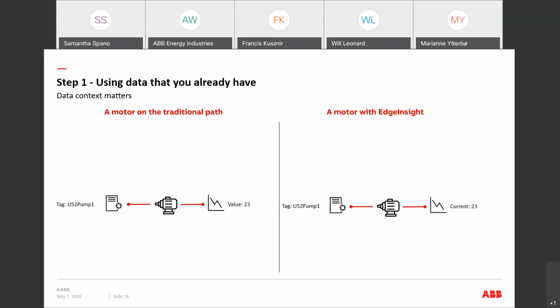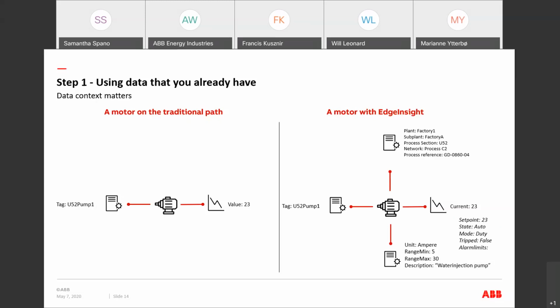and here it says a motor with Edge Insight, so we would collect information with a software package that we offer called Edge Insight, where we also contextualize the data. So we also bring in metadata like units, ranges, descriptions of the tag, and contextual data like where in the system this is located, as well as set points from the alarm system and from the control system.